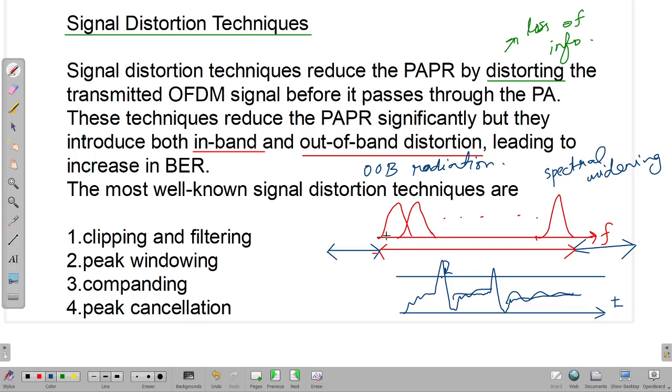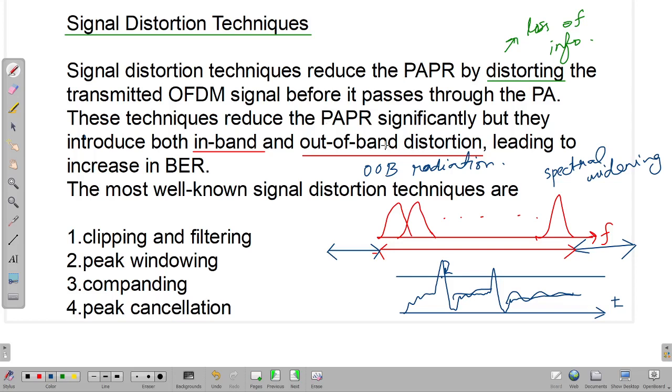So if this spectral widening, or the power leakage that happens out of the subcarriers, stays within the band, it is called in-band radiation or in-band distortion. And if the power is leaking out of the frequency band, it is known as out-of-band radiation or out-of-band distortion.